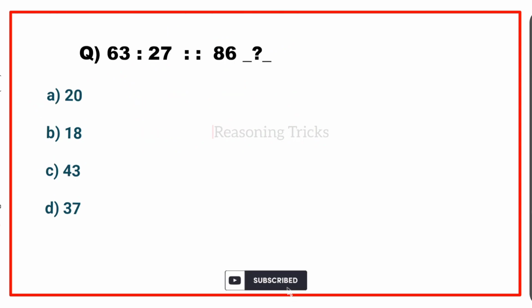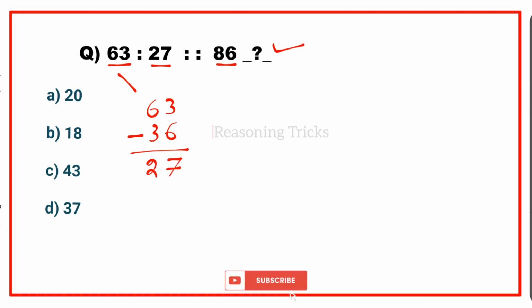Next question. Here we can see 63 is to 27, then 86 is to what? If we do 63 minus the opposite of the 63 digits, 36, then we get 27. Similarly, in case of 86 minus 68, then we get 18.